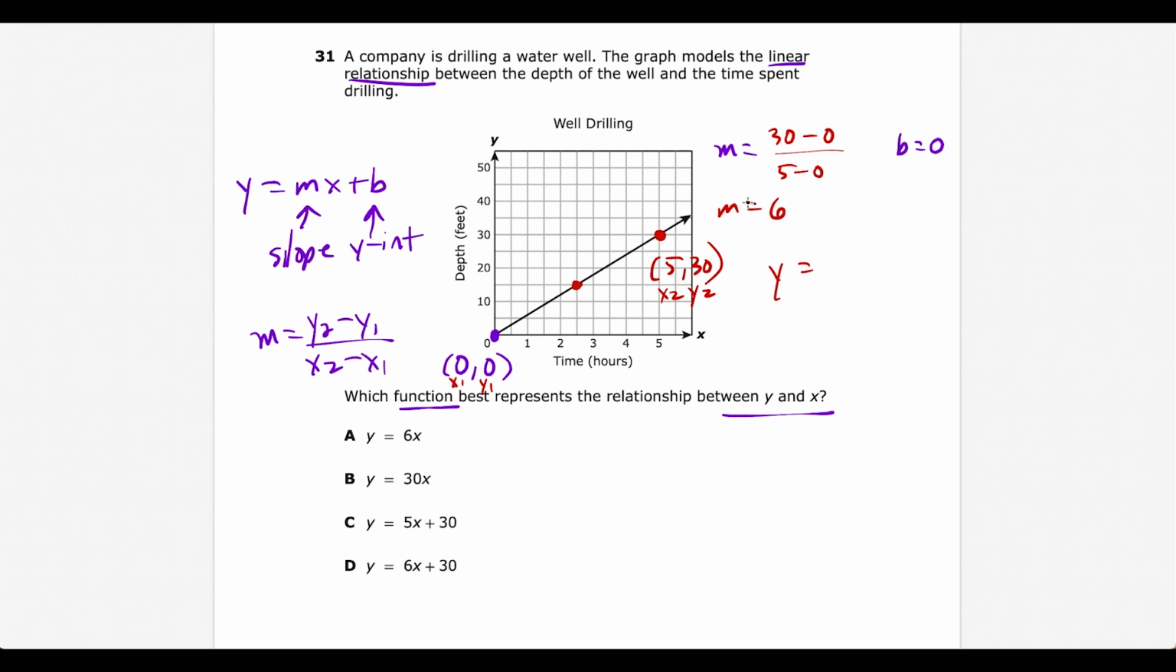So now just write the equation of the line. We have m times x, so we have 6 times x, and then plus b. B is equal to 0, but I don't have to actually write plus 0 because that doesn't change anything. And this matches choice A.